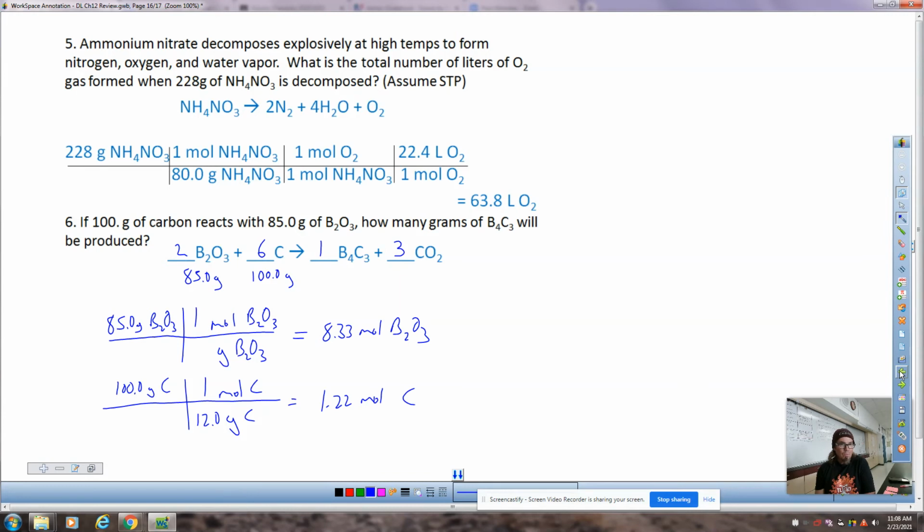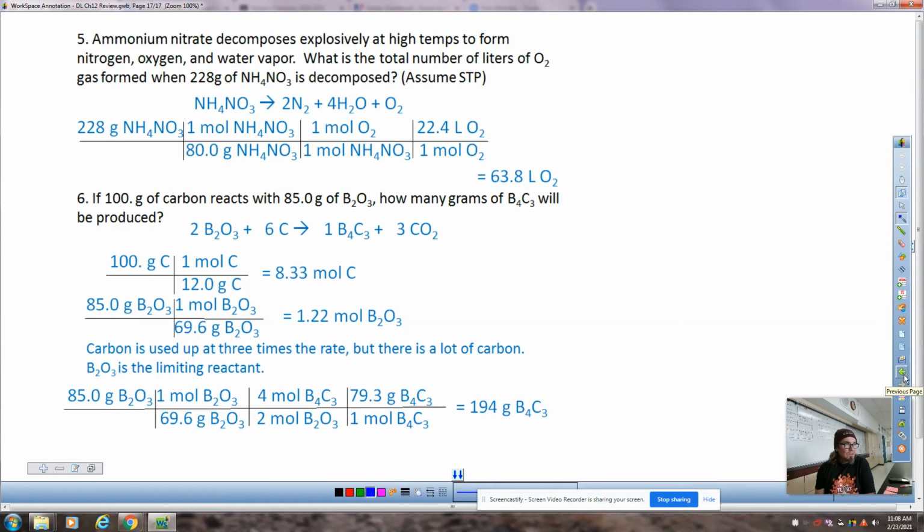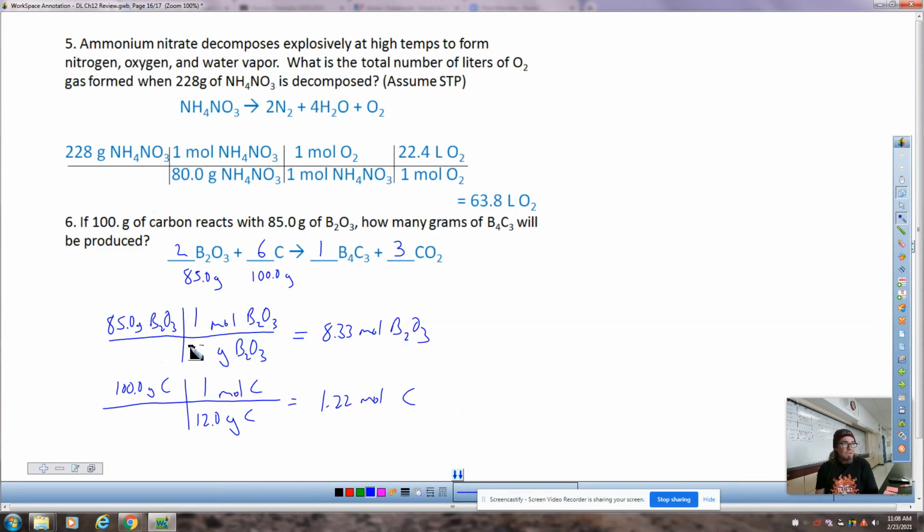Let's also go back one more time. Oops, that was the wrong direction. Oh, I have them backward. 69.6. I'm upside down. So 69.6, and these numbers are backward. Can I remember those numbers? Okay, without going forward, look that over to decide who's the limiting reactant.